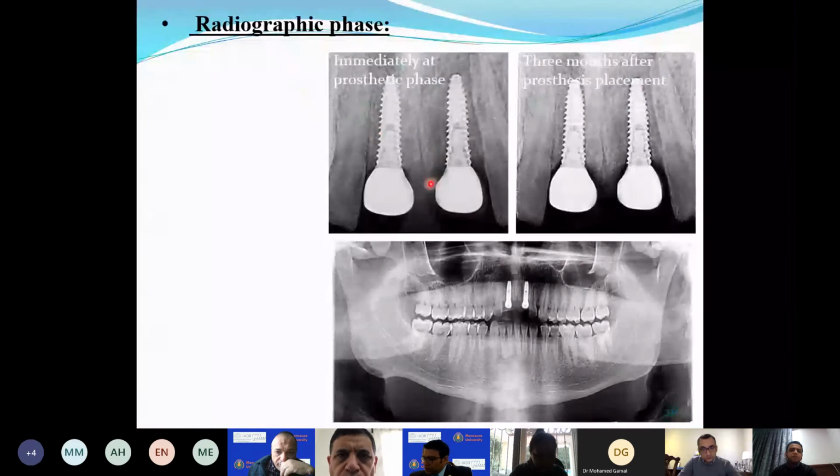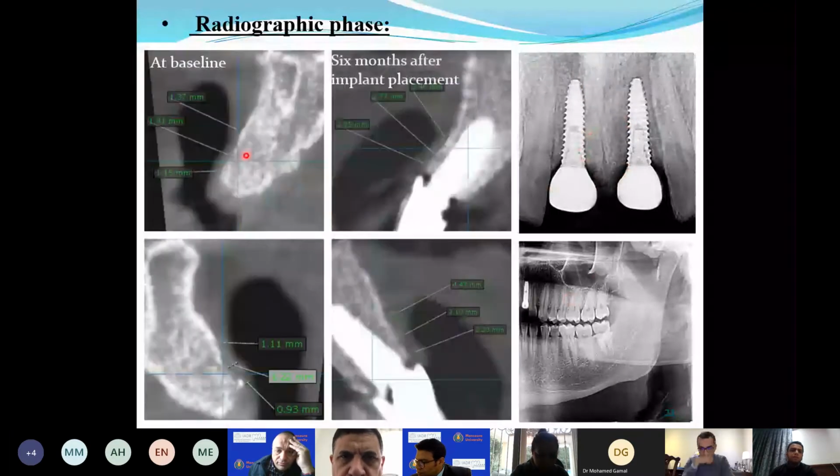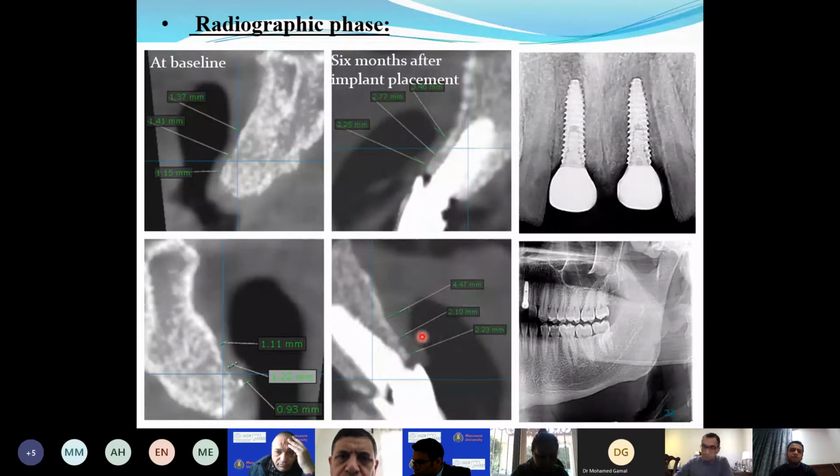Radiographic phase: this is a periapical radiograph taken immediately at the prosthetic phase, and this is 3 months after prosthesis placement, showing a slight amount of crestal bone loss here and here. This is the cone beam CT taken at the baseline and the cone beam CT taken 6 months after implant placement, showing a slight increase in the facial gingival thickness in the front of the dental implant using PRF and using subepithelial connective tissue graft.